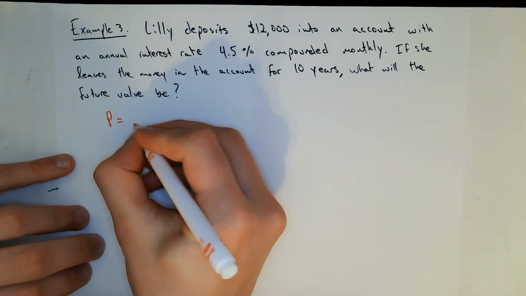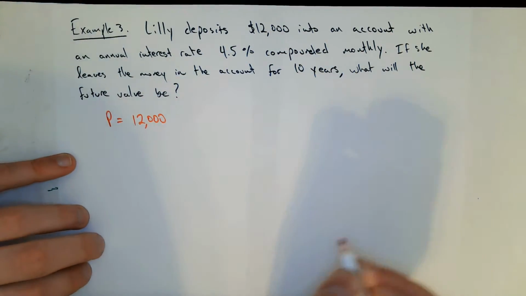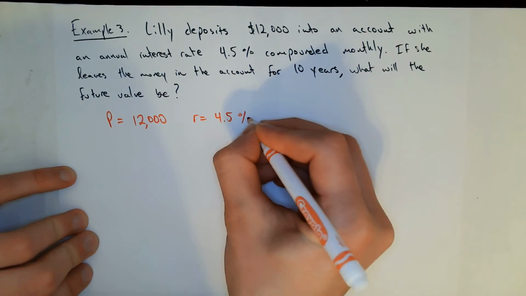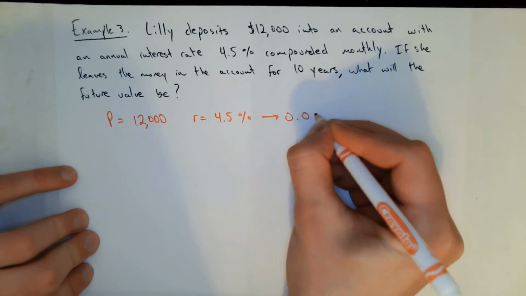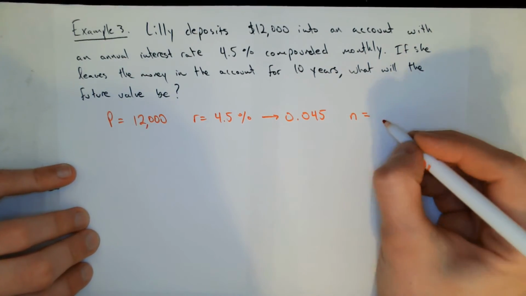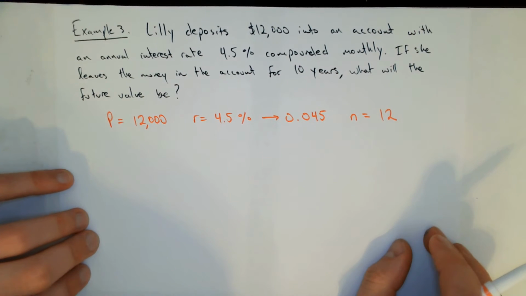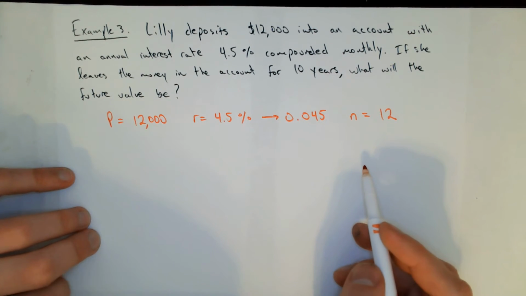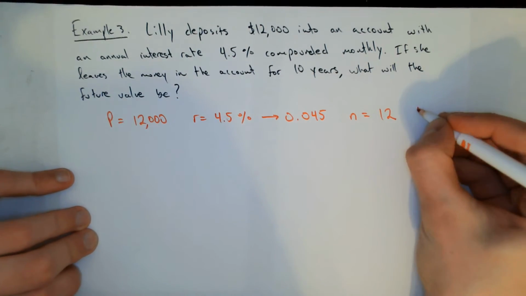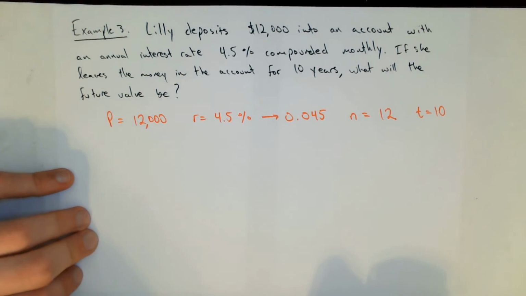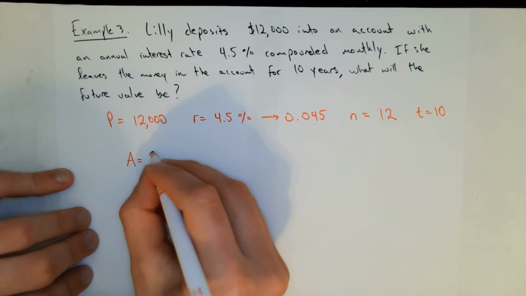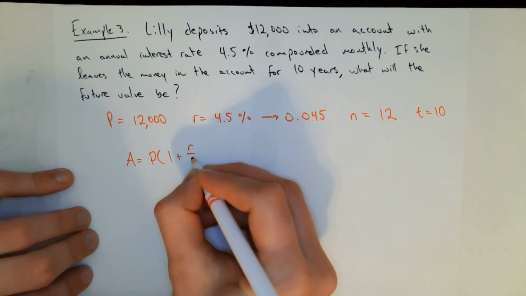P is $12,000, so I'll just write 12,000 without the unit there. R is 4.5%, which I need to remember to write as a decimal. N, the number of compoundings, is monthly, so N is 12, because N is the number of compounding intervals per year, and if it happens monthly, that means 12 times per year, and T is 10 years. Have everything I need. A is equal to, I'll just rewrite the formula for reference, here it is.